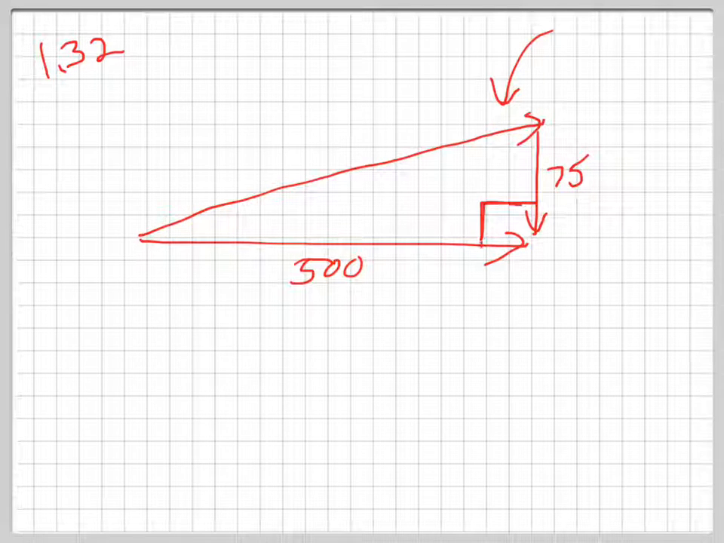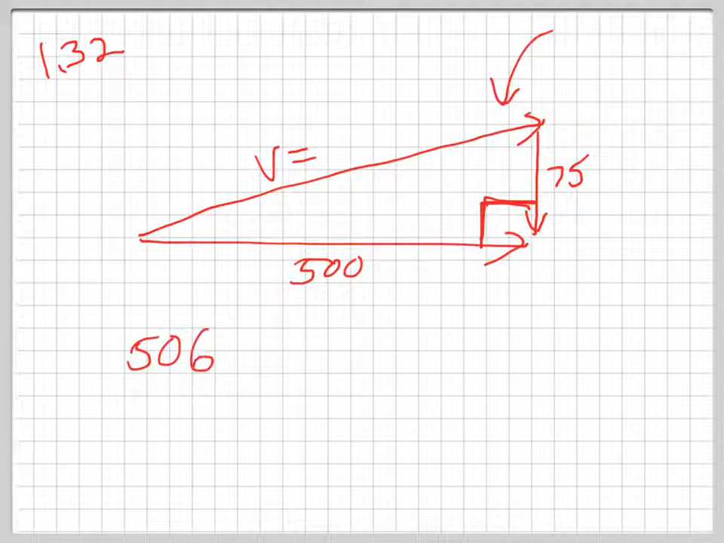And this is a right triangle because this is going straight east and this is going straight south. So I know this is a 90 degree angle here. And I can figure out the velocity here very easily. I can just do the Pythagorean theorem: 500 squared plus 75 squared equals, and I do the square root, and I get 506 kilometers per hour. That's the speed.